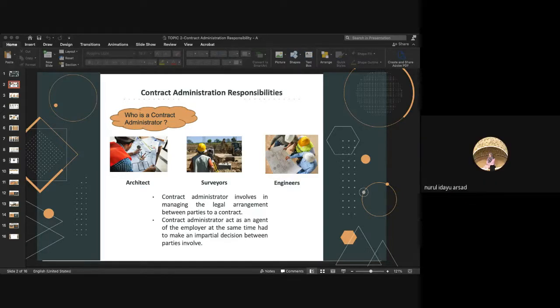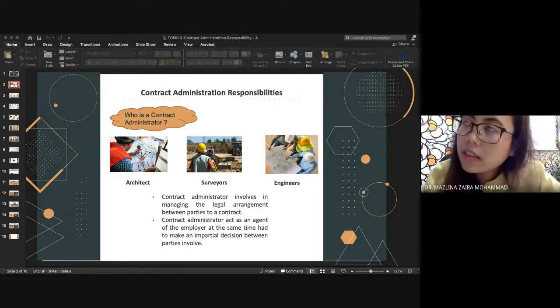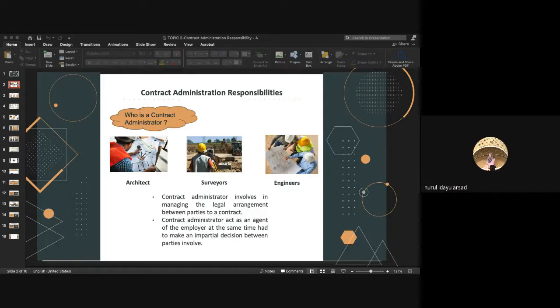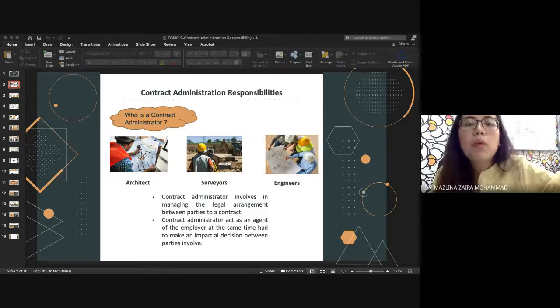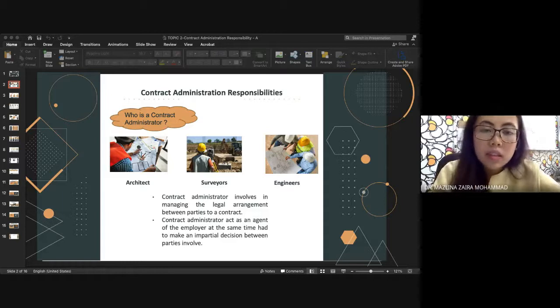Ensure the construction works are done according to the client objective. Sorry. Ensure the work was done according to the client objective. Okay, that seems like the contract administrator's role. I'm asking about the CNS engineers themselves. What are they doing?